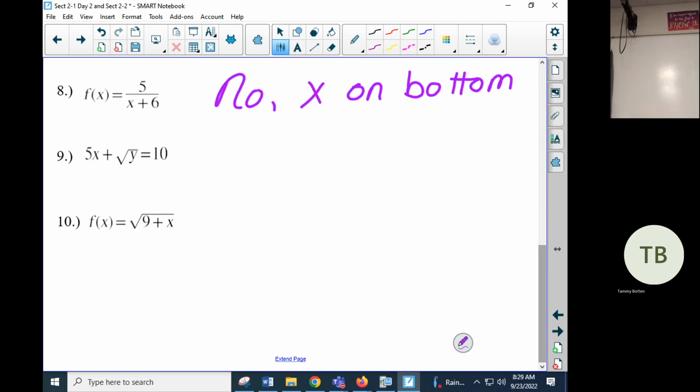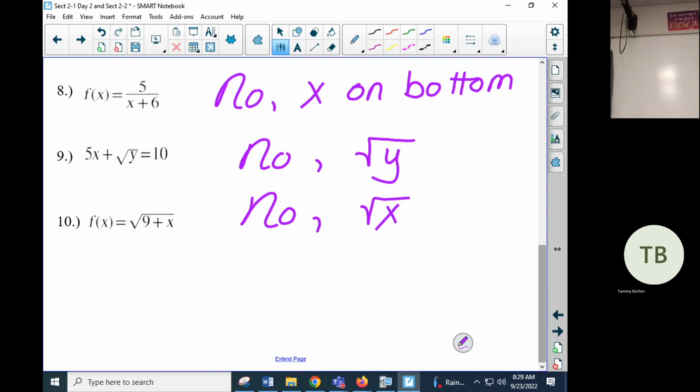Nine, what do you think? You have something under the square root? No. You could have a number under the square root, you can't have a variable under the square root. So we can't have the square root of Y. If it was the square root of 19, that would be fine. And then here, notice we have this whole thing under the square root, so that X again is under the square root. So let's just say no, and let's just do that. Because then you'll know if there's an X under the square root.